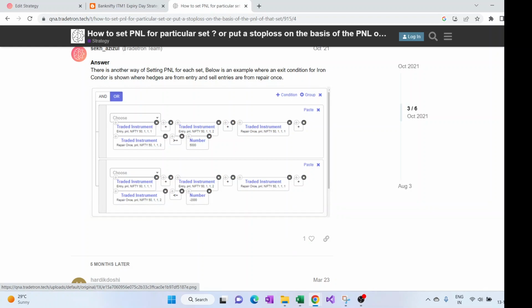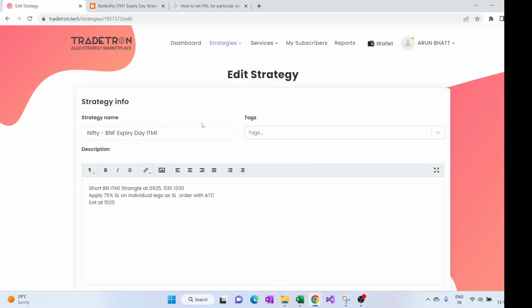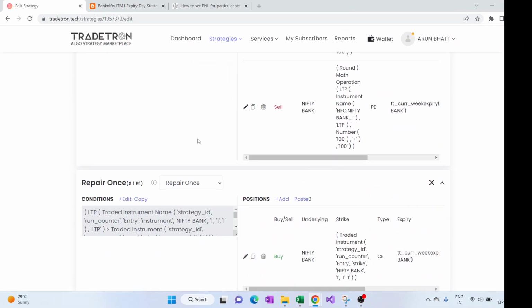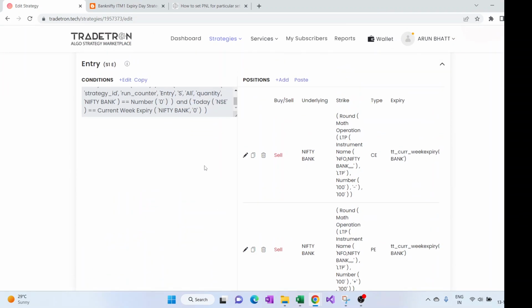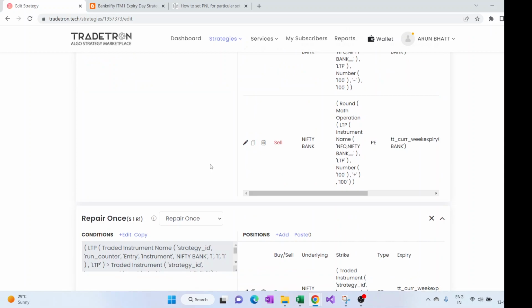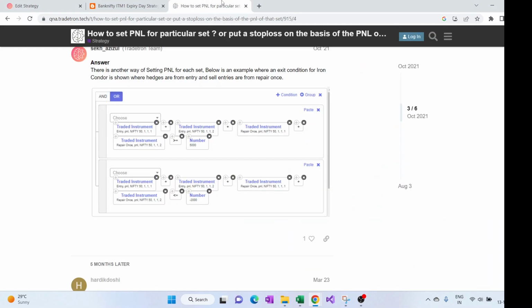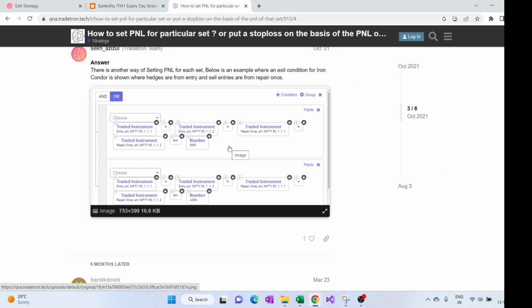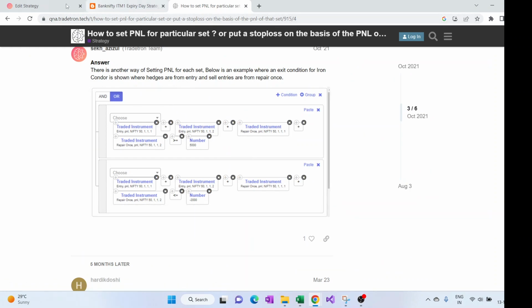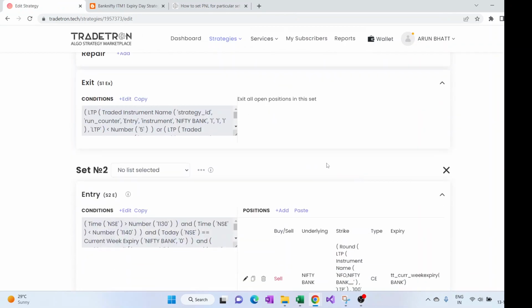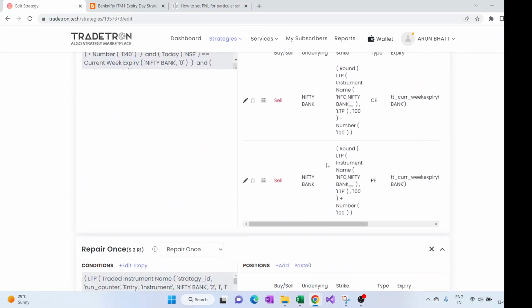So this way, if you want to put set level exits also, say you want to limit my maximum loss at 925 strategy to 2000, and 1130 to 2000, and 1330 also to 2000, you can use this kind of logic in the exit condition. So hope this helps you. Thanks.